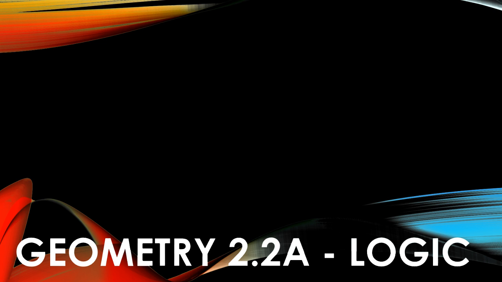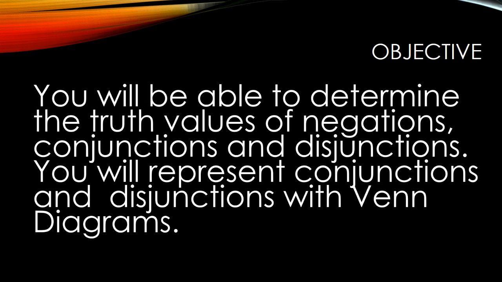Yesterday we started by looking at 2.1, inductive and deductive logic, and now we're actually going to get it into action. We're going to find out how to start to use logical statements and how logical statements work together. Basically, our objective is this. You will be able to determine the truth values of negations, conjunctions, and disjunctions. You will represent conjunctions and disjunctions with Venn diagrams.